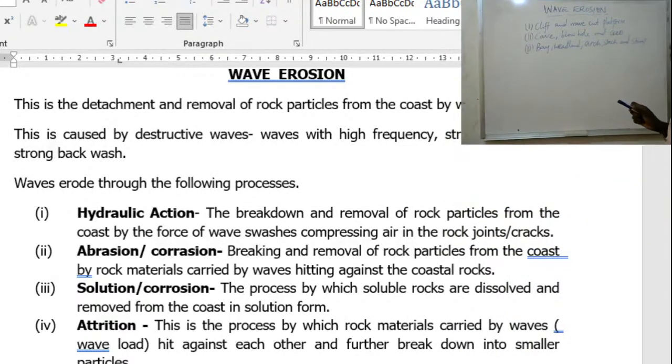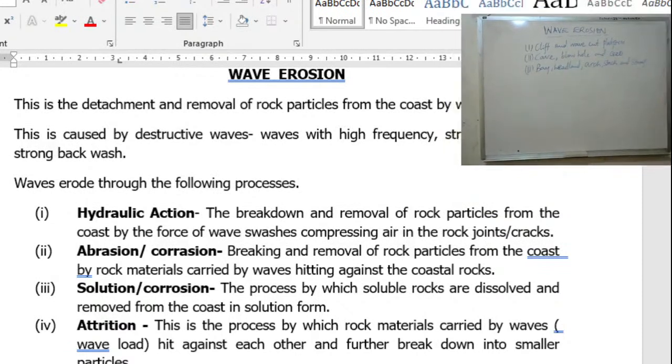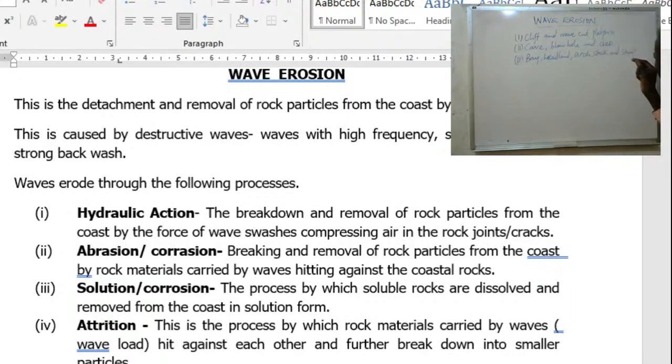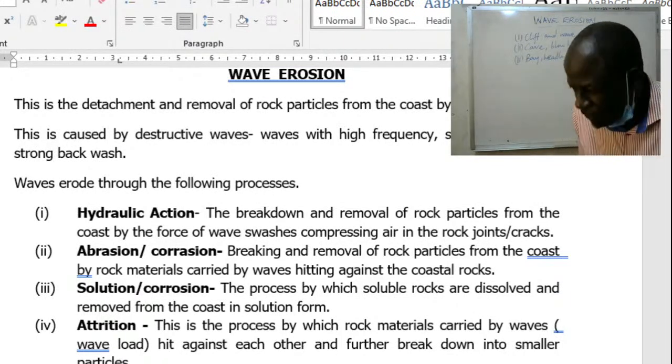The first one, therefore, is the cliff. So in category number 1, or family number 1, coastal landforms that form as a result of wave erosion. So the first one is called a cliff.